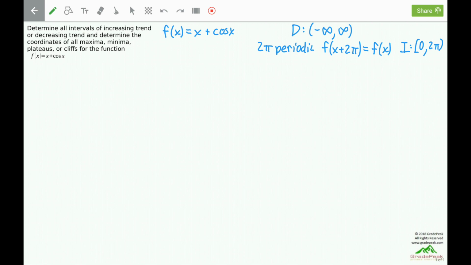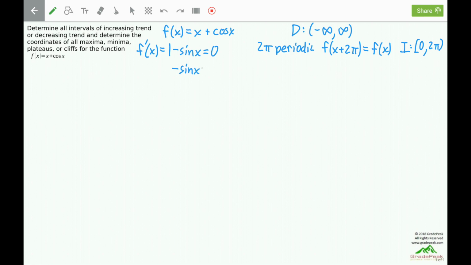The next thing to do is find all critical numbers on the unit circle interval. We will take the first derivative. f prime x equals, the first term is a constant times x, the derivative will be the constant 1. The derivative of cosine x is negative sine x. We can now set the numerator equal to 0 and the denominator, if there is one, also equal to 0.